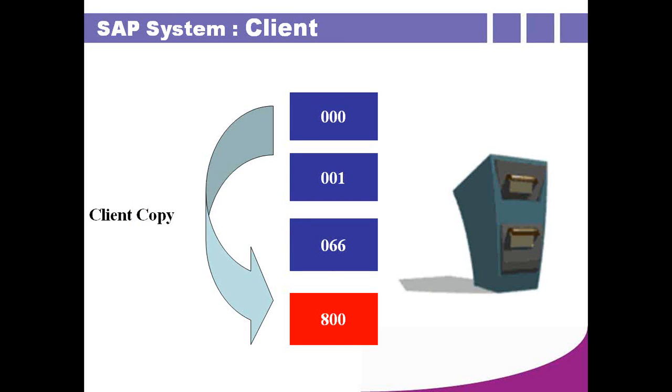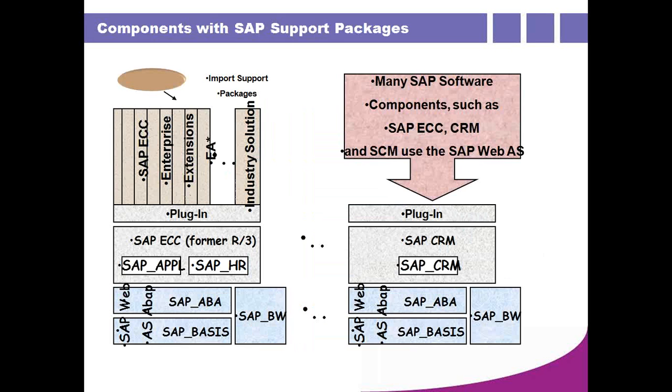Then the client copies. As I told, we have default clients 000, 001, 066, and these are SAP-given clients, but we never use them. We create our own clients like 500, 600, ranging from 000 to 999. Any number you can use without repeating the same number. So how to handle all these, we are going to see. And then the patches, very important from the basis point of view.